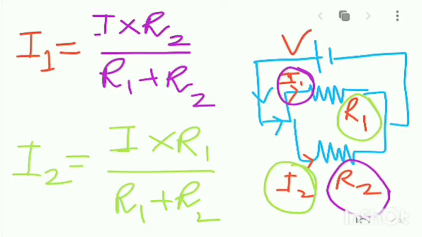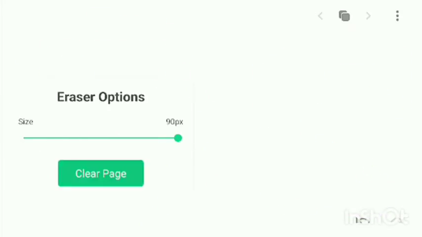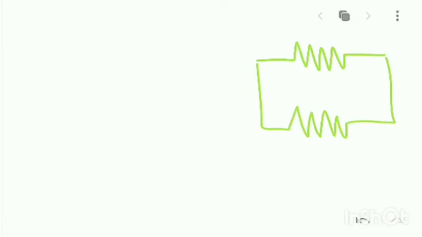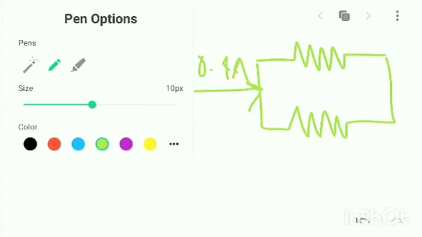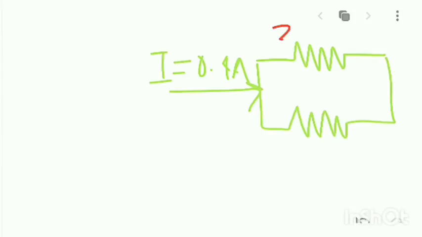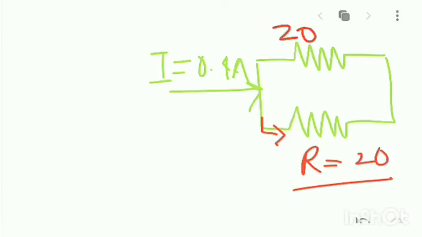So now let's use this formula in our problem. In our problem, the parallel connections are one of 20 ohms and another also 20 ohms, and the net current coming is I equals 0.4 ampere. This value is 20 and this one is also 20. We are asked how much current is passing through this branch. That is, this R equals 20 we have calculated. We are asked about this.